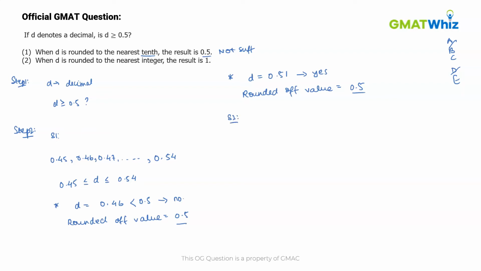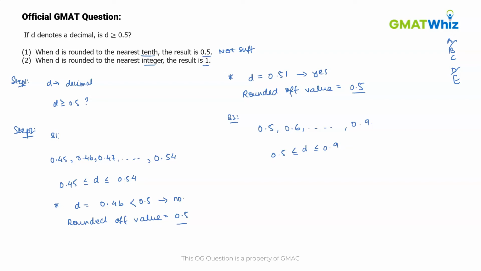In statement 2, we are given that when D is rounded off to the nearest integer, the result is 1. Just like we listed the possible values of D before, let's do the same here. D can take the values 0.5, 0.6 and so on till 0.9. So the range of D is between 0.5 and 0.9.